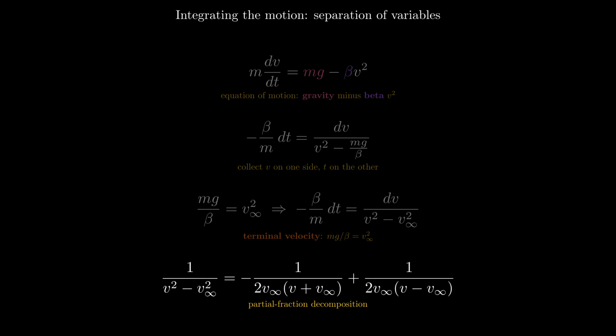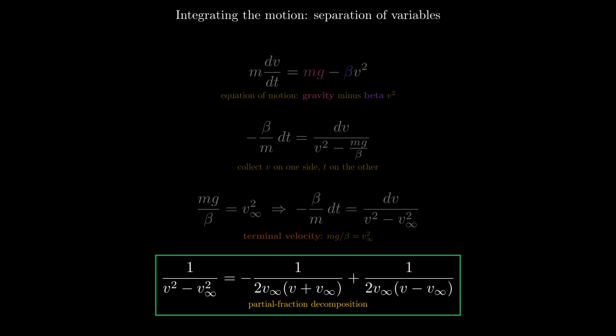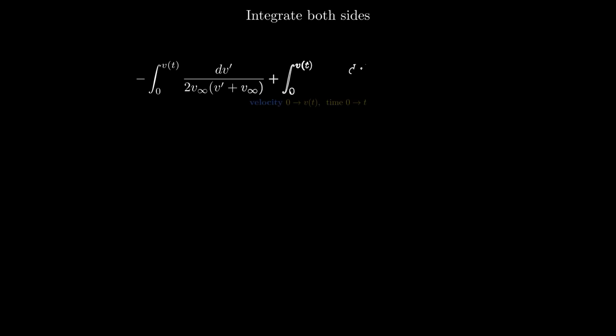The first is minus 1 over 2 v infinity times the quantity v plus v infinity. The second is plus 1 over 2 v infinity times the quantity v minus v infinity. Now integrate both sides. Let velocity run from 0 up to v of t, and let time run from 0 up to t. The right side is straightforward. It gives minus beta over m times t.